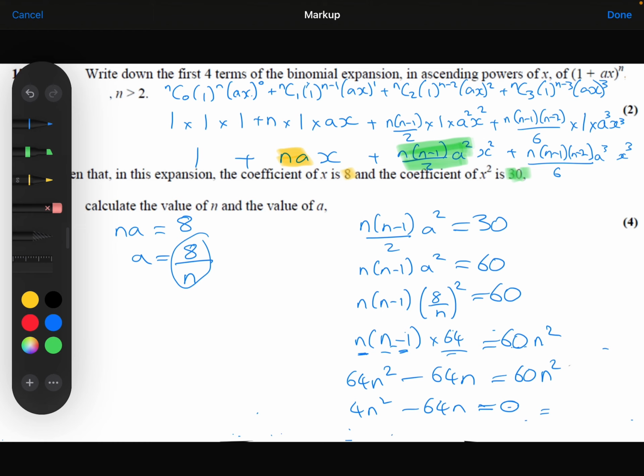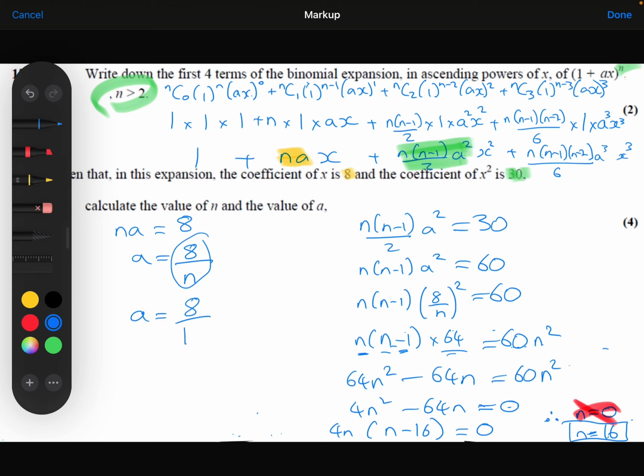I'm going to factorise. So I can take a 4n outside. And so I can say therefore n equals 0 or n equals 16. I know n can't equal 0 because I was told that it had to be bigger than 2. It wouldn't make any sense in this question if the power was 0 at the beginning. So I can eliminate n being 0 and focus on n being 16. And if n is 16, then a is 8 over 16 or 1/2.